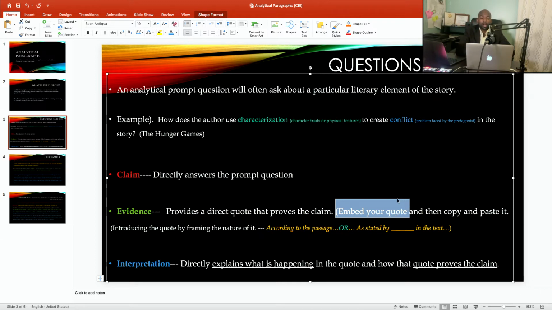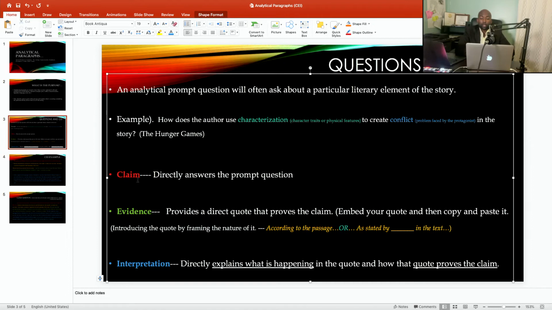Okay, so an easy embed could be just an intro phrase, like these down here, according to the passage. You see, just acknowledging that, hey, this is something that came from the text, or as stated by such and such in the text. Okay, and so those are phrases that you could use to embed your quote. Important thing to do. You want to do that before you copy and paste and just drop the quote in there. But the evidence is taken directly from the text, and it's something that happened or something that's written that proves what you're saying in the claim.